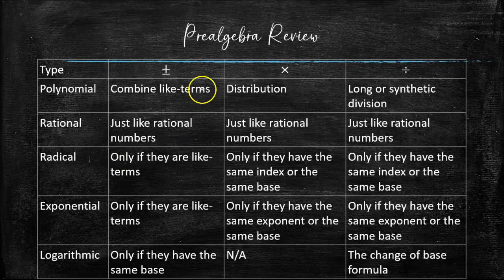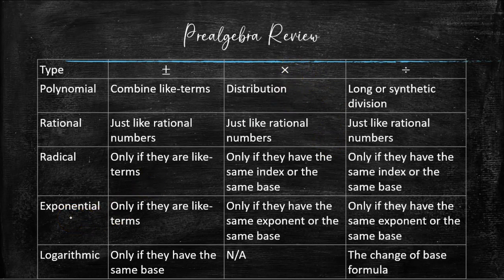Radical expressions can be added and subtracted only if they have like terms. Then you would just combine like terms. Otherwise, you wouldn't be able to add, for example, square root of 2 and square root of 3. That cannot be added. Now, radicals can be multiplied only if they have the same index or the same base. And they can be divided also only if they have the same index or the same base. Why? Because division is actually pretty much the same as multiplication.